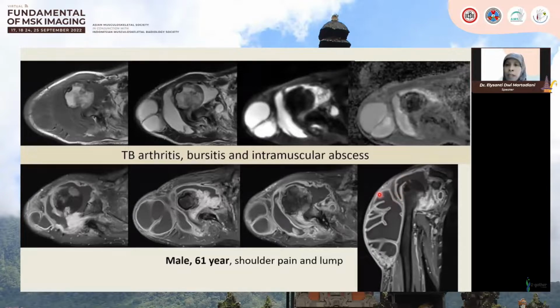And intramuscular abscess is seen within the deltoid muscle that manifests as a fluid collection. On T1, it shows hypointense and becomes hyperintense on T2 and shows restriction of diffusion on DW image and ADC, and also reveals rim contrast enhancement after contrast administration.